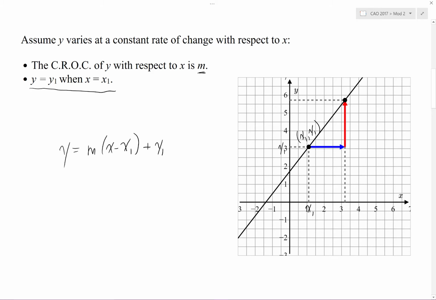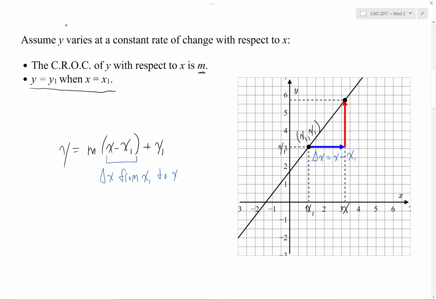Now if we pick any value of x, so if we assume that x is right here, then we can decide what each part of the formula represents. So x minus x1 really represents the change in x from x1 to x. So if x changes from x1 to x, this change in x is equal to x minus x1. So we say that this part of the formula is equal to the change in x from x1 to x.